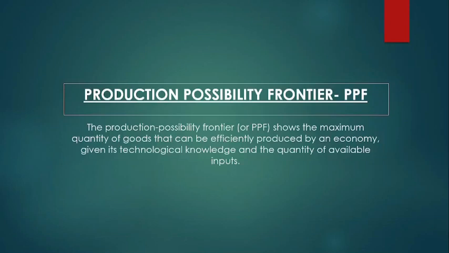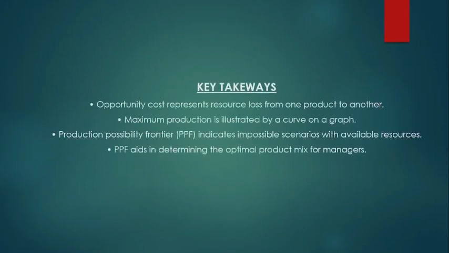So we have explained something broadly and now let's go to the key takeaways of our explanations. Opportunity cost represents resource loss from one product to another. Maximum production is illustrated by a curve on a graph. Production possibility frontier indicates impossible scenarios with the available resources. PPF aids in determining the optimal product mix for managers. So let's go to the PPF curve which will demonstrate this very well.